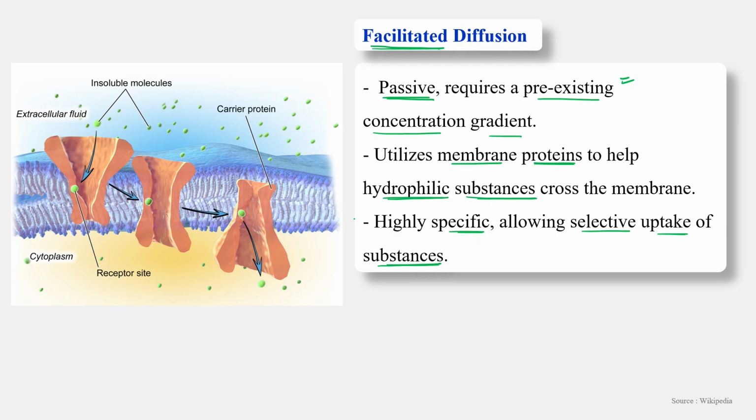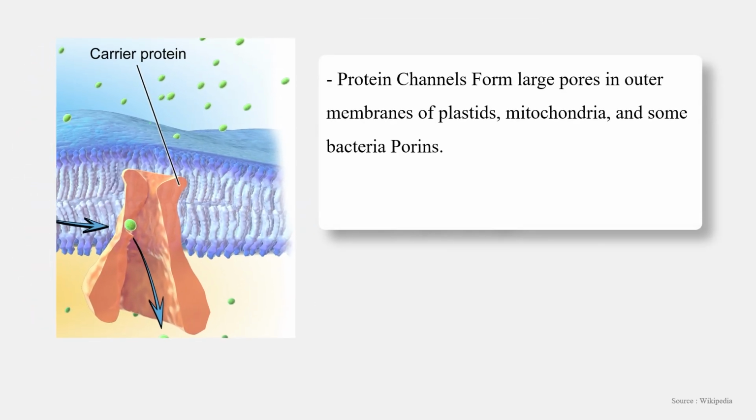As you can see, this is the cytoplasmic membrane, the plasma membrane. It contains a certain kind of protein known as carrier protein, which facilitates the movement of these insoluble molecules from the outside of the cell to the inside. It facilitates this diffusion, so a certain kind of carrier molecule is involved. That's why this process is known as facilitated diffusion.